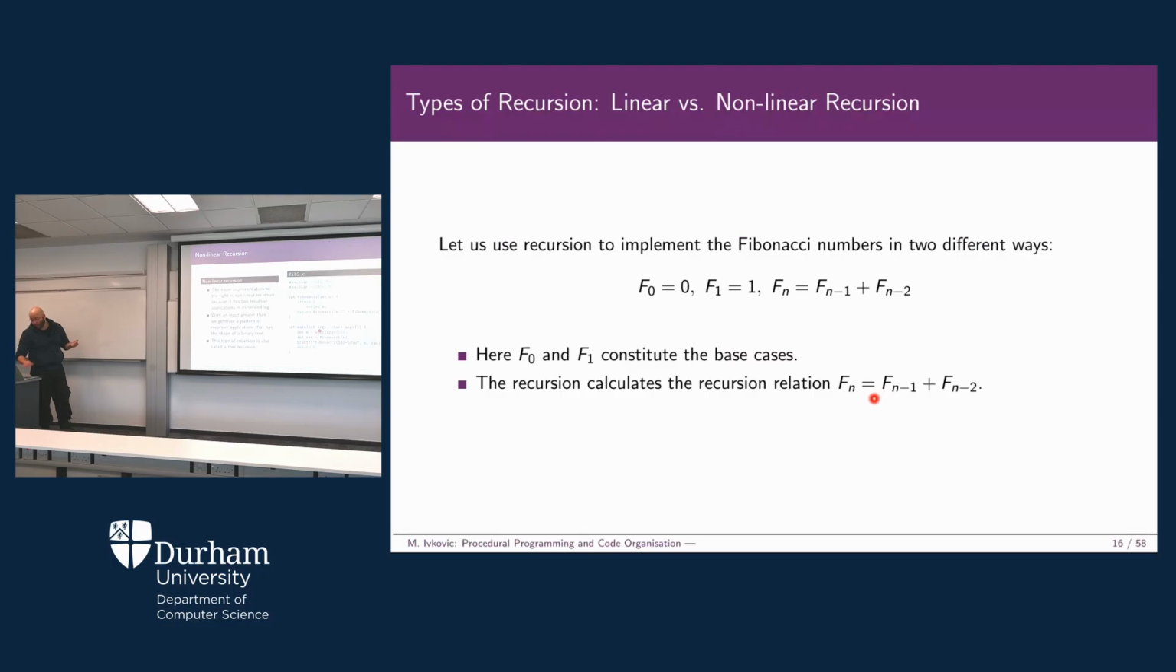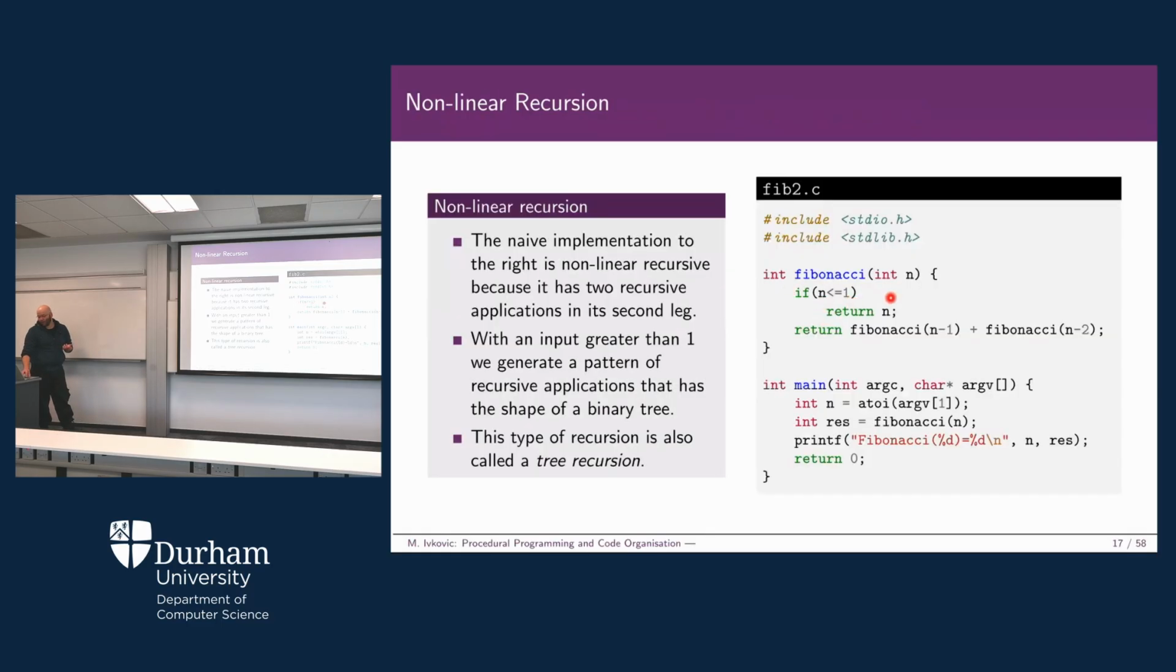And the recursion is going to calculate the Fibonacci number that we're looking for. Now, we can write this as a nonlinear recursion. So naively say, okay, if we're at 0 or 1, meaning n smaller or equal to 1, we return just the number. That's the base case. Otherwise, we return the sum of the previous two numbers, where we compute those recursively. So this, for example, is a nonlinear recursion because we have two recursive calls.